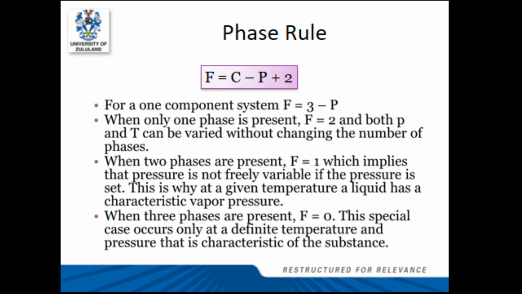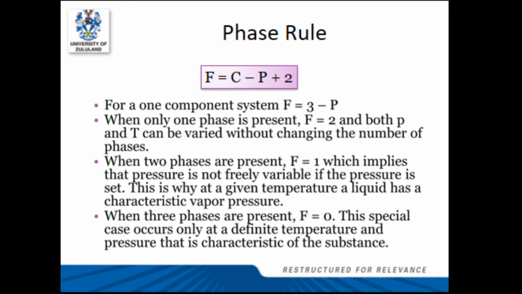So what about when we have 3 phases? When we have 3 phases, it means F is equal to 0. This special case occurs at a definite temperature and pressure that is characteristic of the substance. Normally, in our graph, we say it occurs at the triple point. At the triple point, your solid phase, your liquid phase, and your gaseous phase are at equilibrium. Remember, if they are at equilibrium, it means that it is impossible for us to differentiate between one phase and another.